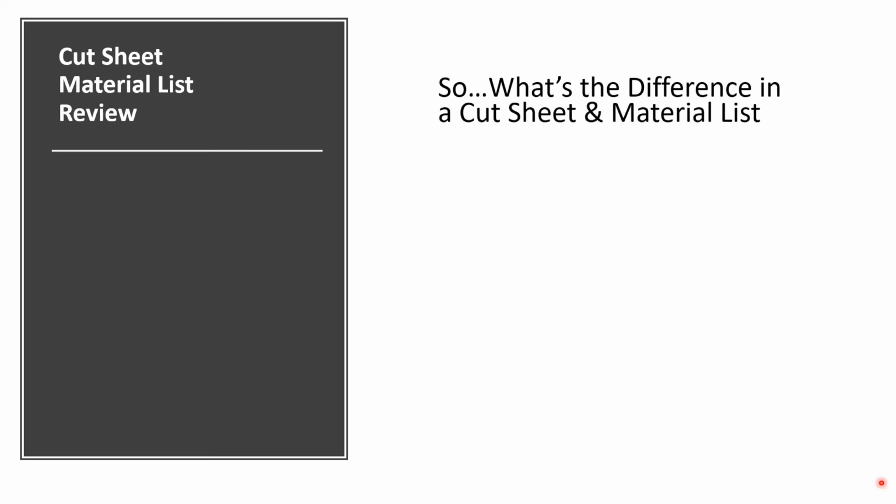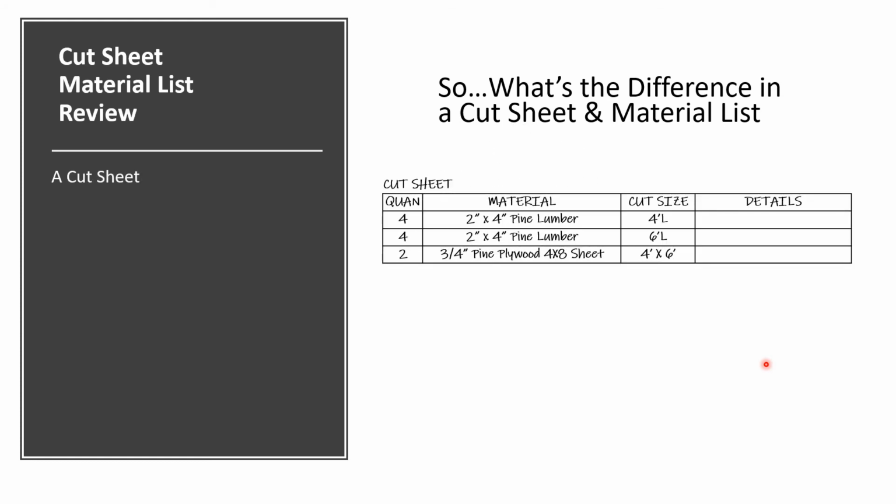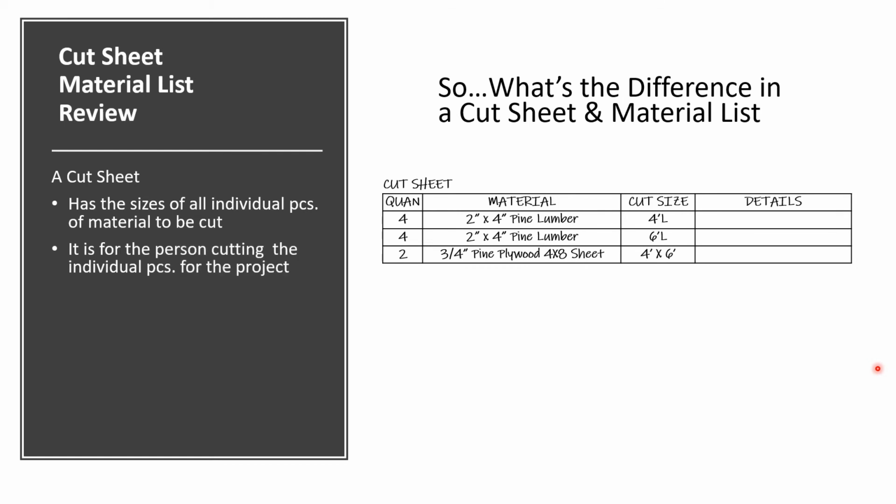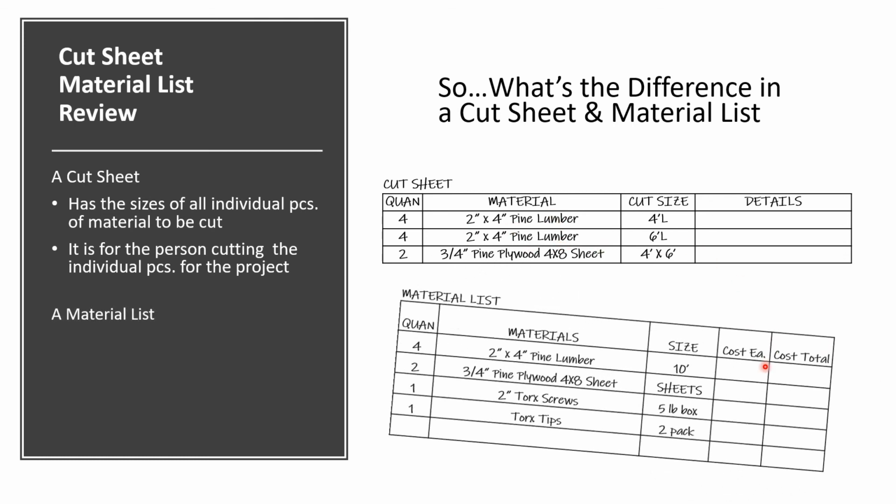Okay, let's review the cut sheet versus the material list. What's the difference? The cut sheet has all the individual sizes of every piece that'll be cut. If you had somebody working with you who is familiar with cutting, you could just hand this cut sheet to them and they could make all your cuts for you.